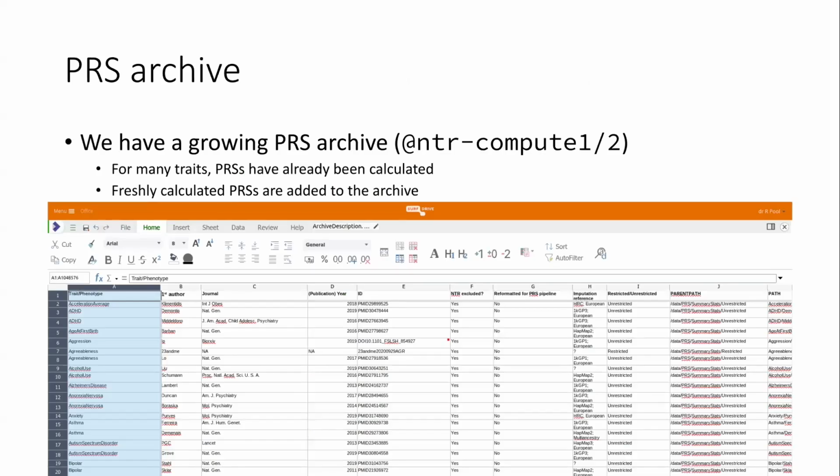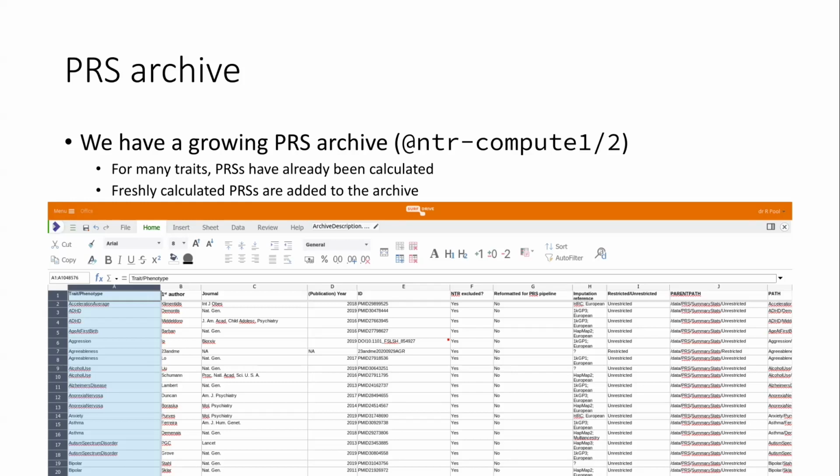So at the Netherlands Twin Register, we have a Polygenic Risk Score archive that's maintained by me, and it's also a growing archive, because I often get requests to calculate a PRS. So for many traits, we already have these scores for our study. Yeah, I think it's now 260 traits or something like that.